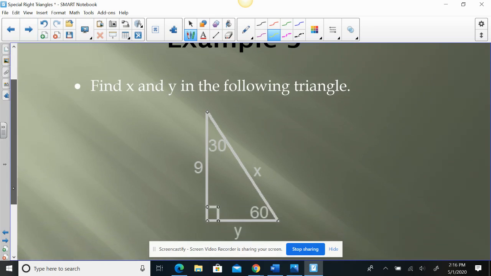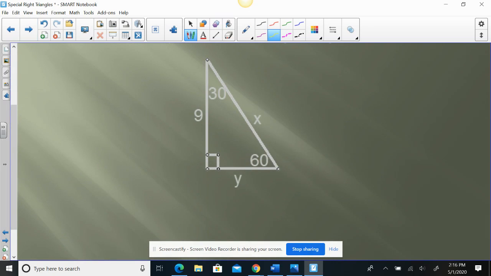We are flying through these examples. All right, here's another one. Let's do this together because it's a little bit different. Here I have my short leg. Here I have my long leg, and here's my hypotenuse. So you could use the rules, but I want to show you why the rules work. So remember, my hypotenuse is always twice this. So if this is y, I could call this 2y.